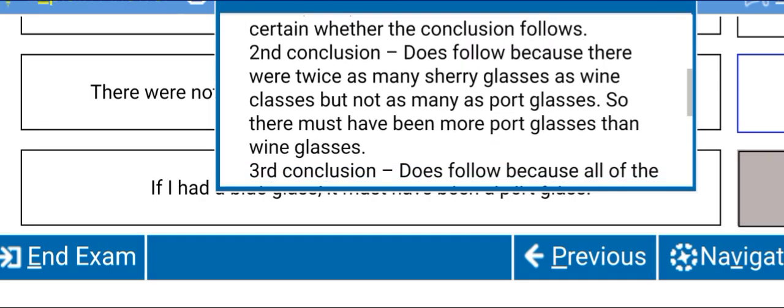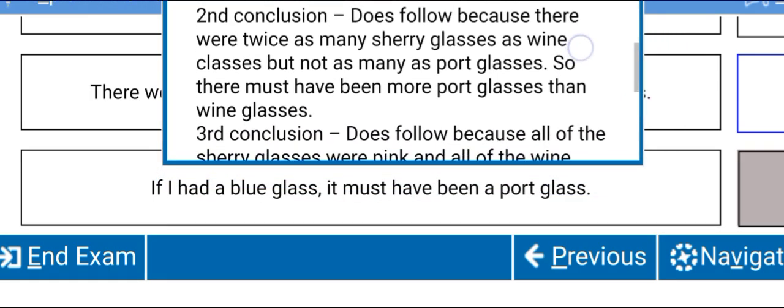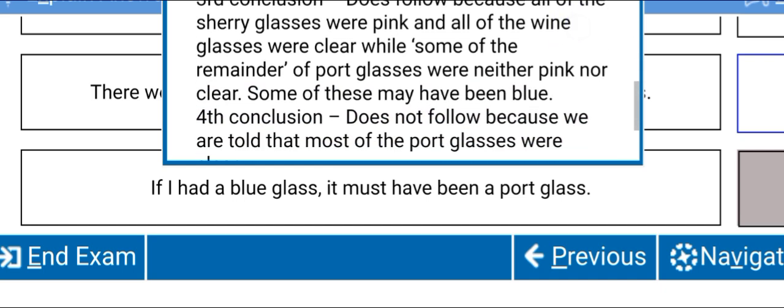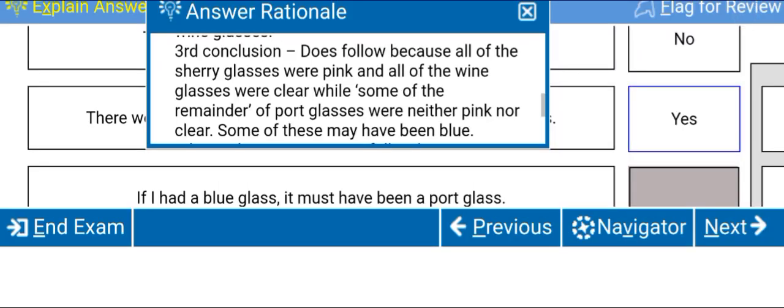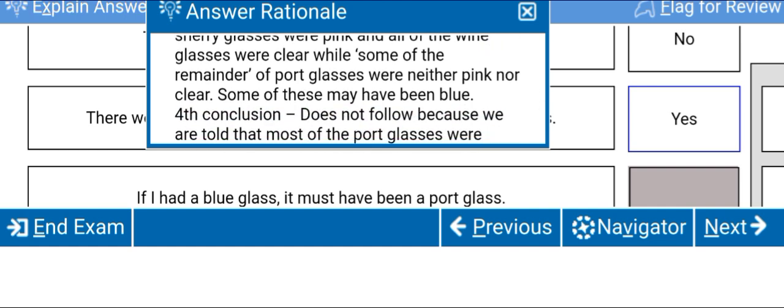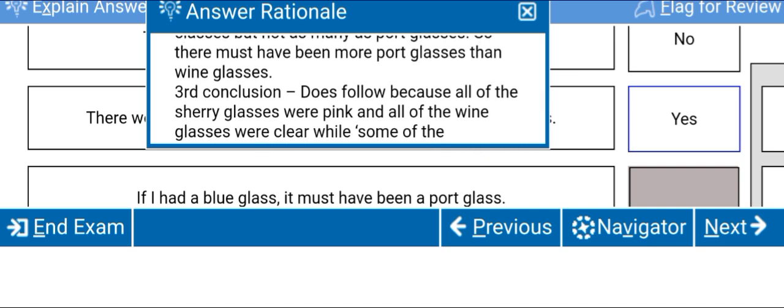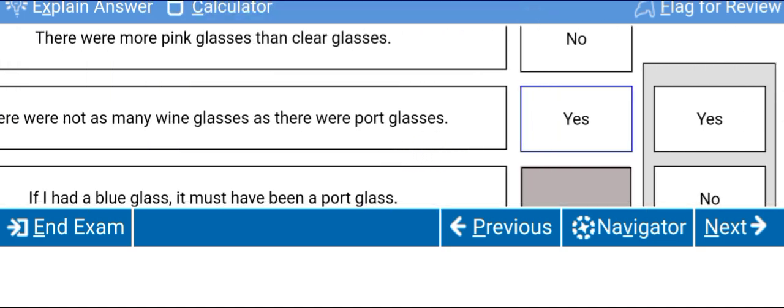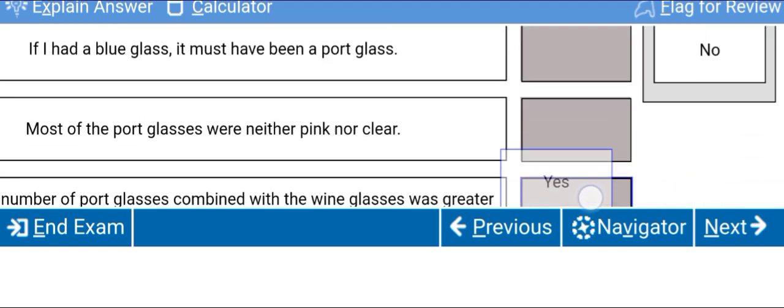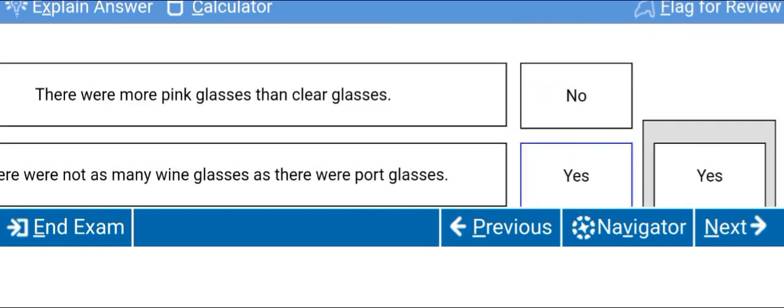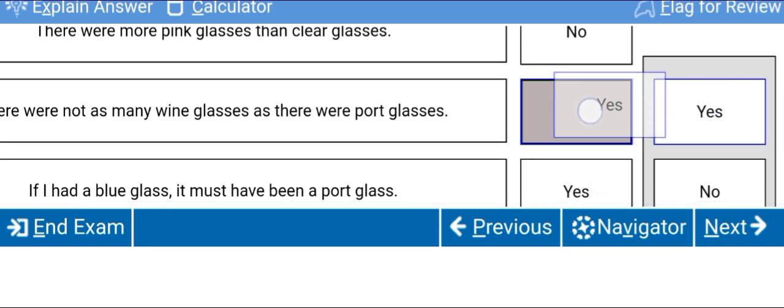Third conclusion says if I had a blue glass, it must have been a port glass. It does follow because all of the sherry glasses, some of the remainder of port glasses were neither pink nor clear. Some of these may have been blue. So that's why we can say that the third conclusion does follow. So we will drag a yes and drop it here in front of this third conclusion. Okay, you can drag it like this and then there.